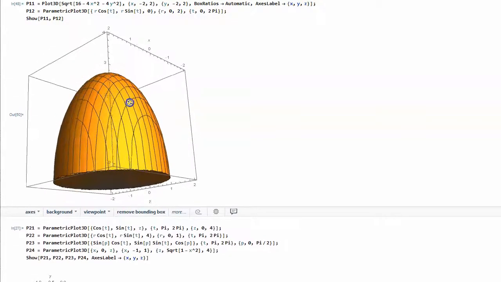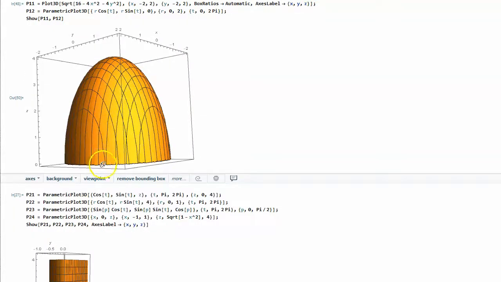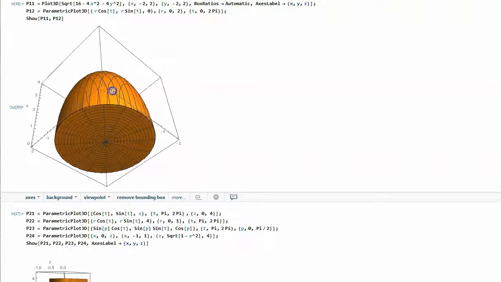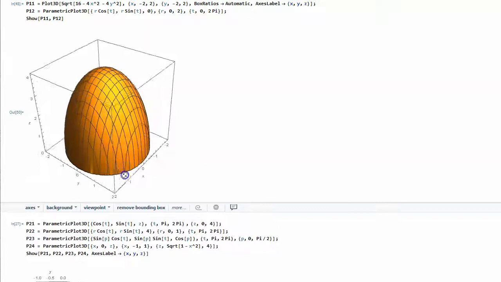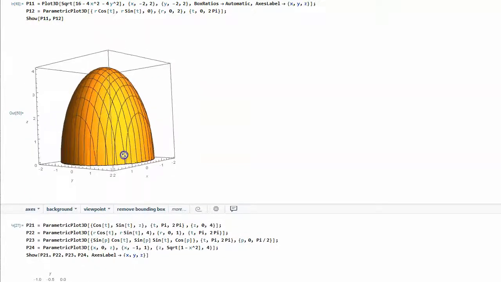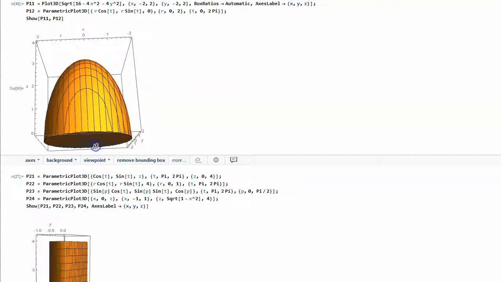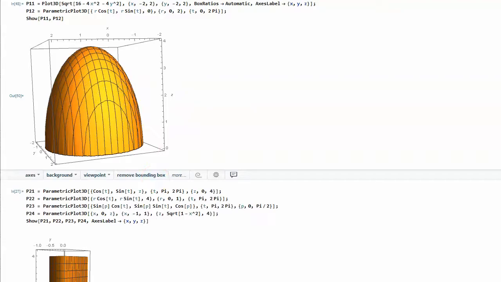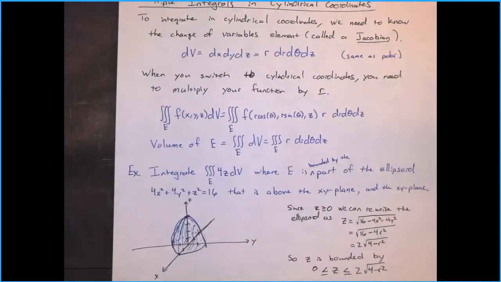Why? Because if I look at this object, and I think about traveling through this object in lines parallel to the z-axis, there is a clear bottom bound, the xy plane, z equals 0, and there is a clear top bound, this ellipsoid. So if we integrate with respect to z first, I'm going from the xy plane, z equals 0, to this ellipsoid, which we have an equation for. So if we go back to our notes, we can solve this ellipsoid equation for z.